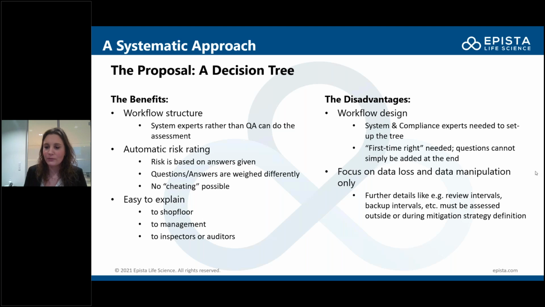So we really tried with setting up the tree, because it is a big tree, it is massive, it is complex, to focus on data loss and data manipulation. Those were the key gaps that we had, and we said if the system allows that, then we have a critical gap. Everything around backup intervals, review intervals needs to be looked at, of course, but that is outside of the general system design part.